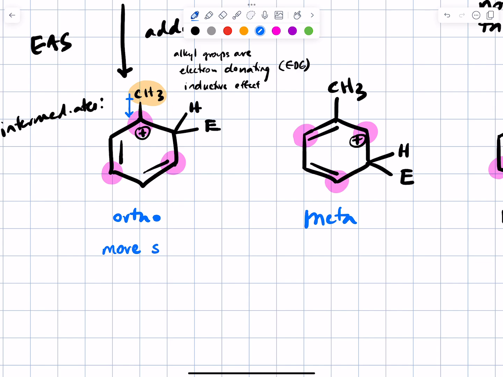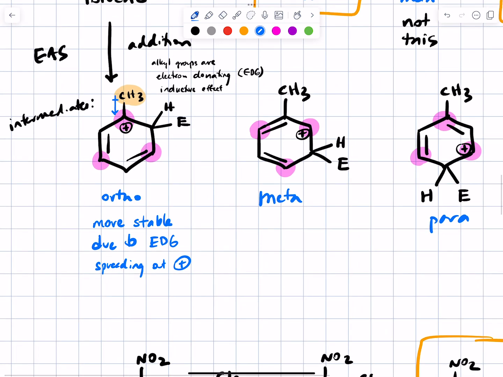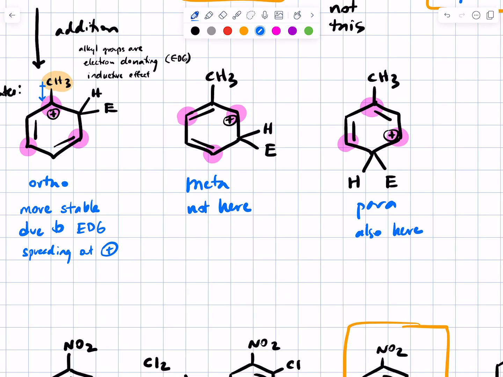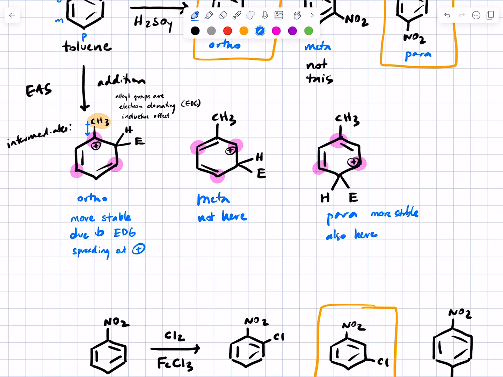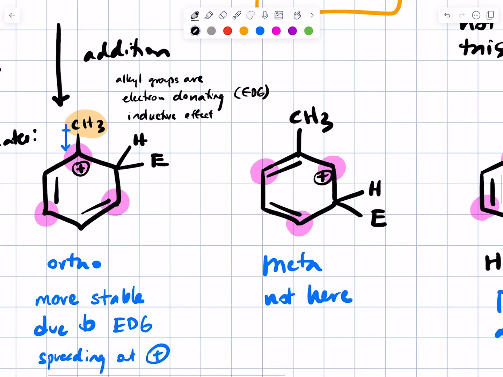So the ortho intermediate is more stable due to the electron donating group spreading out the positive charge. And that's true for the para isomer, not here for the meta isomer. The positive charge isn't adjacent to the methyl group, so the impact of that methyl group is less. So of the 2 options, the ortho and the para carbocations are more stable. That means the reaction that leads to the ortho and para products is faster. And so we tend to see only ortho and para products there. The methyl group is an example of an ortho-para director.